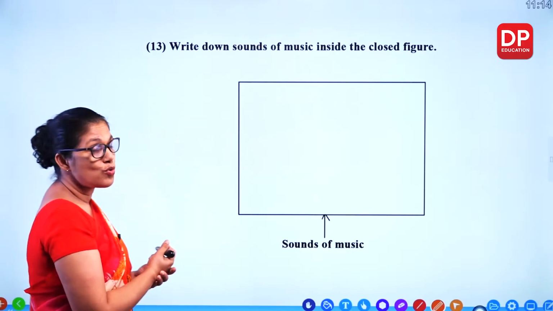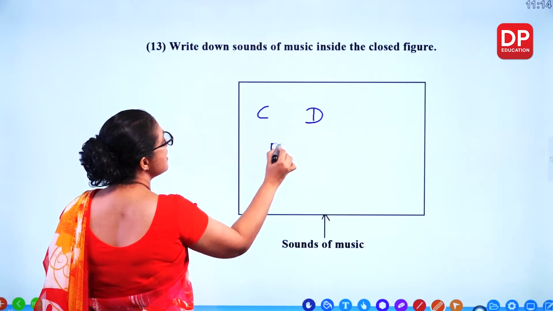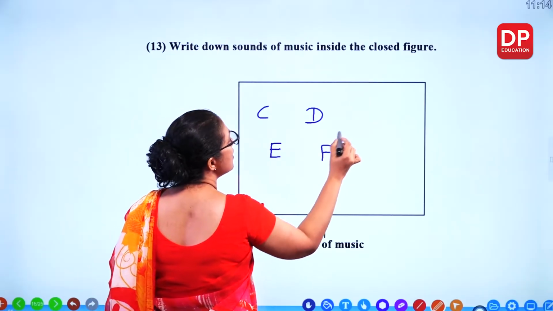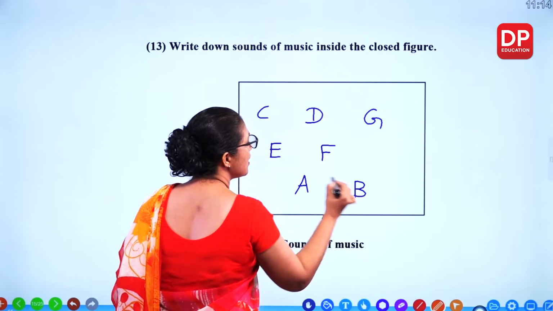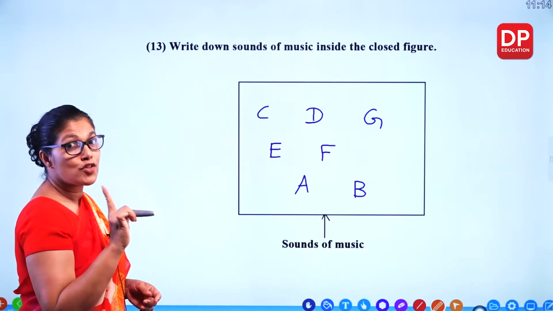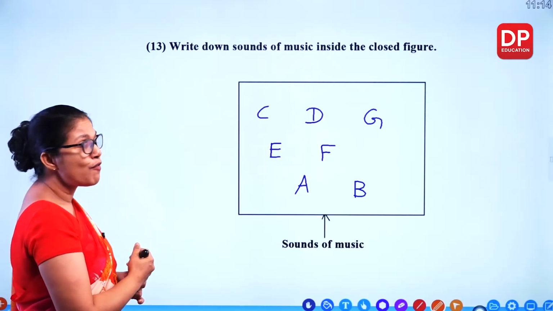Write down sounds of music inside the closed figure. So what are the sounds? C, D, E, F, G, A, B. Do, re, mi, fa, sol, la, ti, do. So those are the sounds of music.